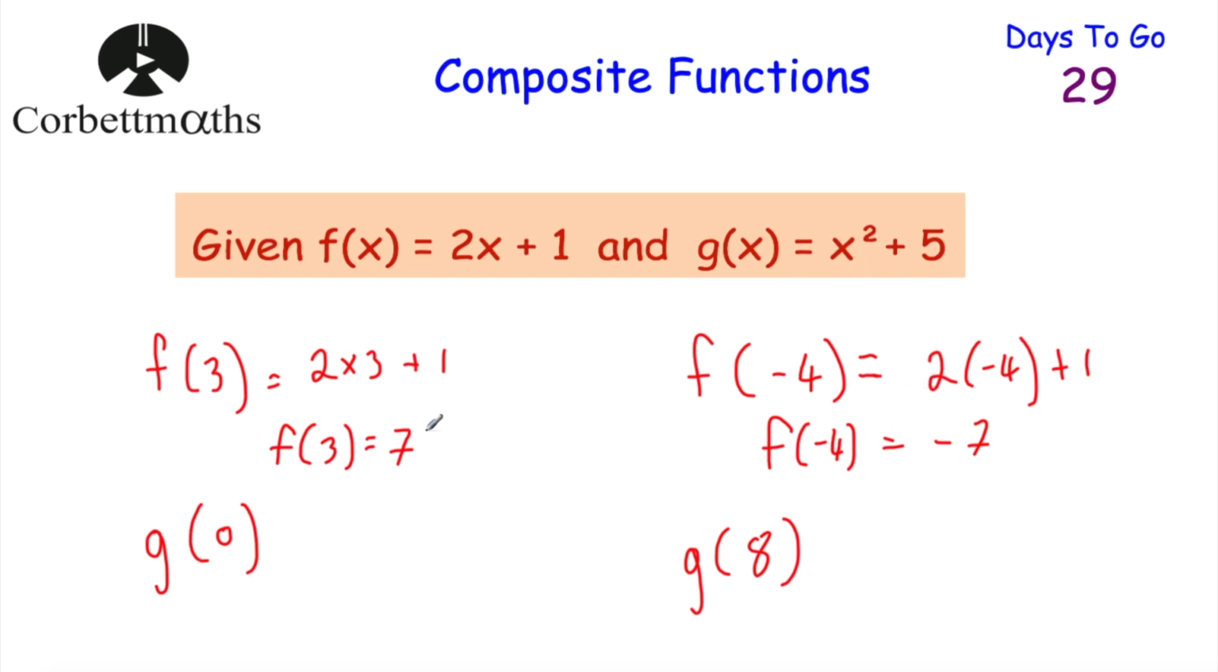Now g of 0. That means x is equal to 0, so you substitute 0 into g of x. That means 0 squared plus 5, which is just 5. If you got that, well done. And finally, g of 8. That means x is equal to 8, so we do 8 squared plus 5. 8 squared is 64, plus 5 is 69. So that's equal to 69.